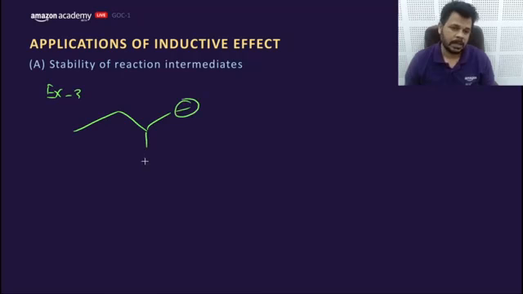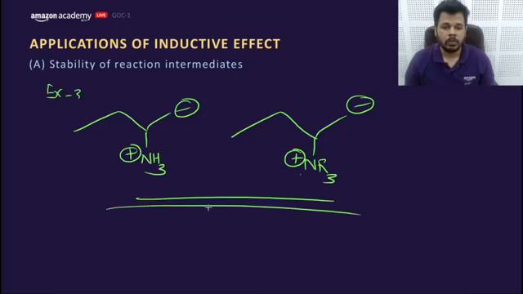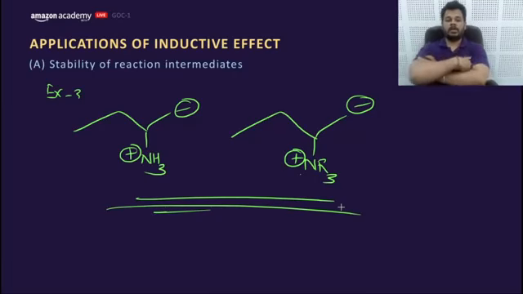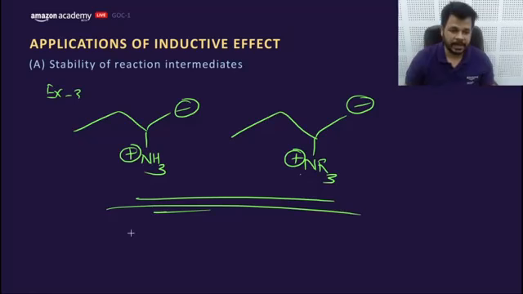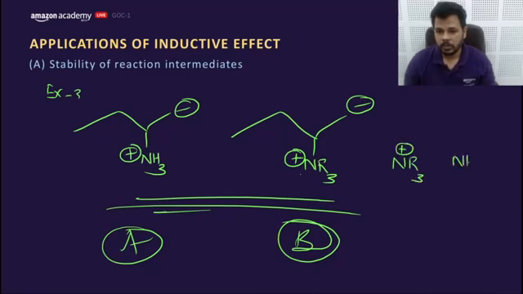Negative charge, and this is NH3 plus, and this is NR3 plus. It's very important, friends. You get confused between NR3 and NH3 plus. What would be the stability? Let's take it A and B. What would be the order of stability? Considering the exception, my dear friends, you need to consider the exception. Which of these two has a higher electron withdrawing effect?